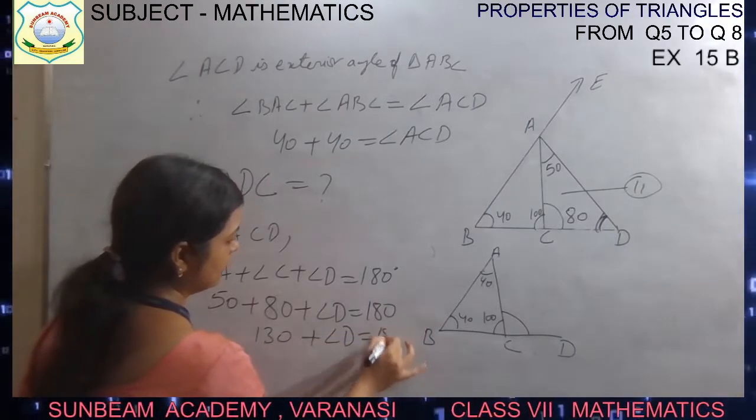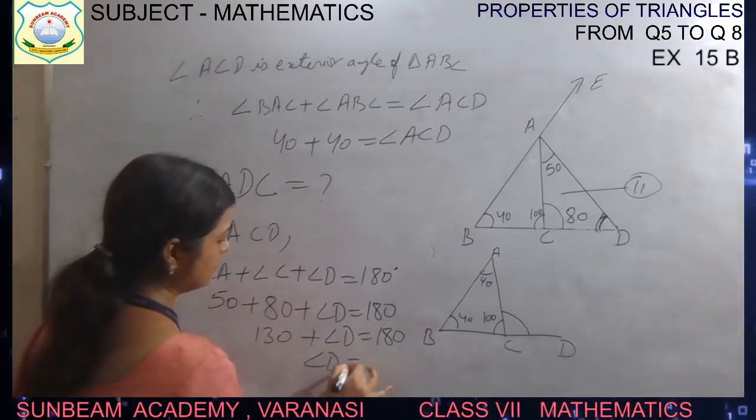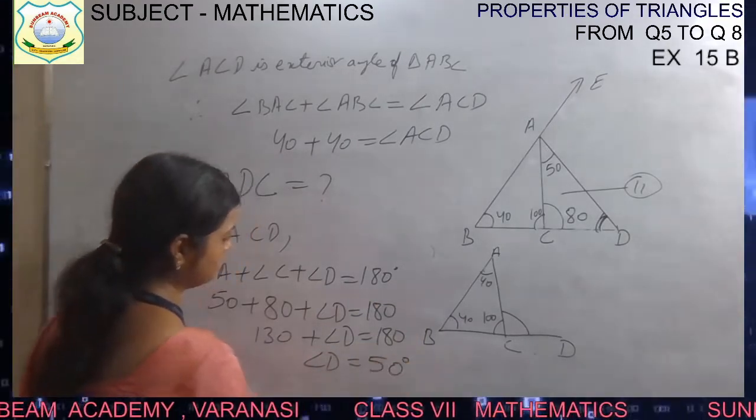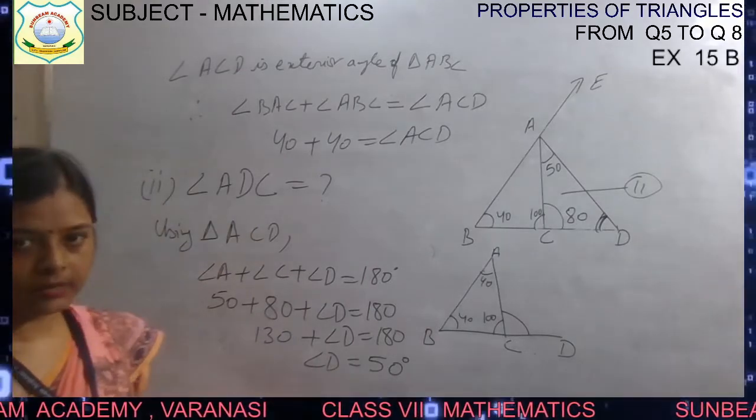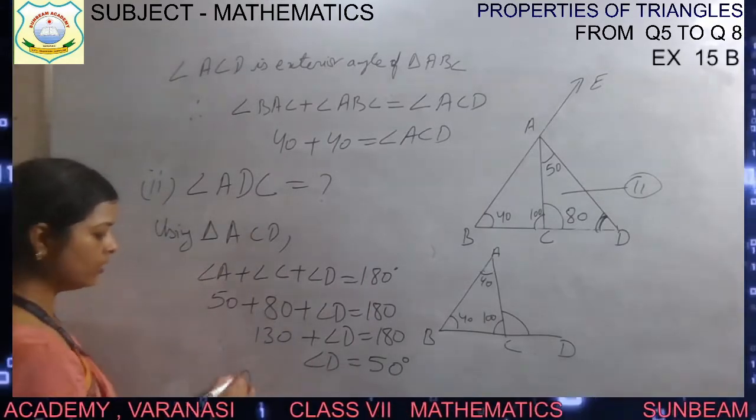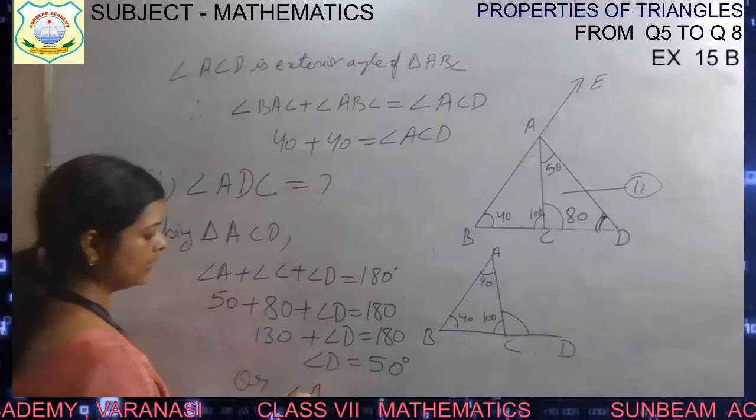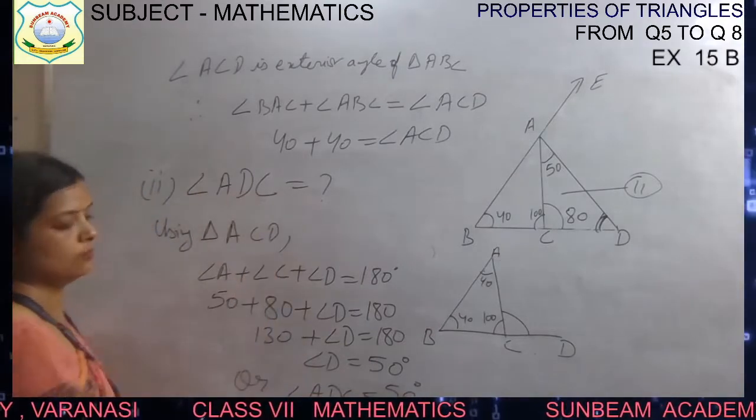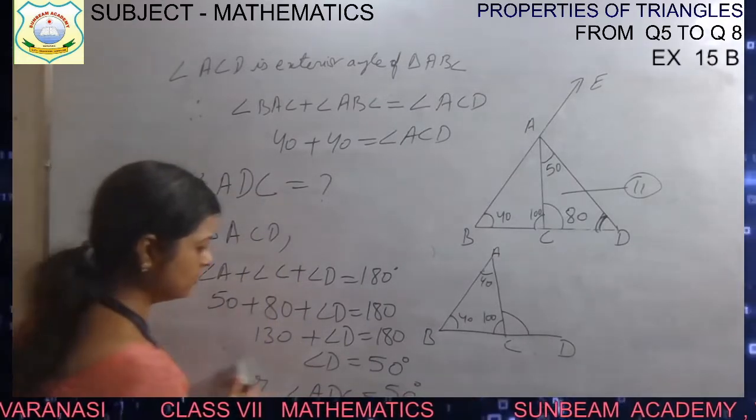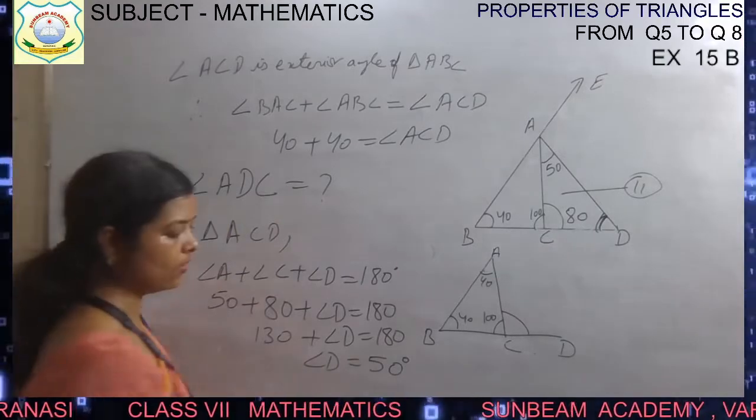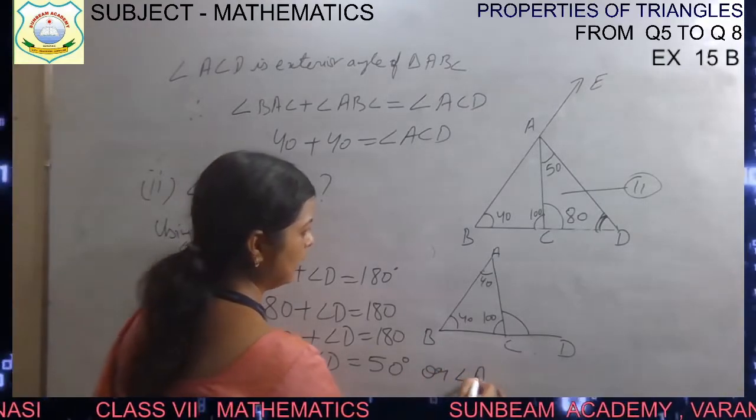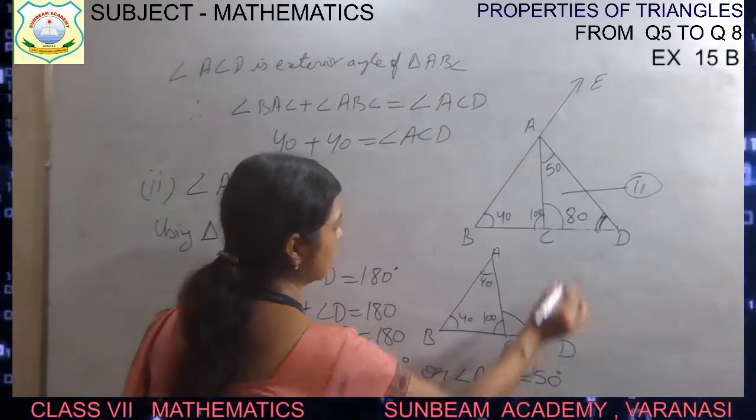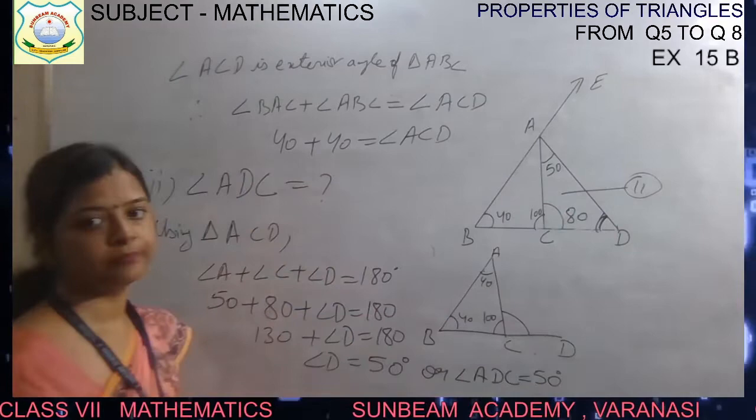Angle D will be equal to how much? 130 will go to that side, so it will be equal to 50 degrees. Angle D is equal to 50 degrees, or you can write it as angle ADC is equal to 50 degrees. Write it properly, ADC. Write it fully, it's not visible. So you can write angle ADC is equal to 50 degrees. So 50 degrees has come.